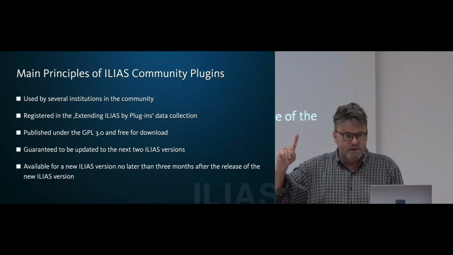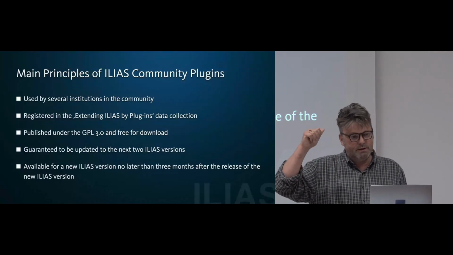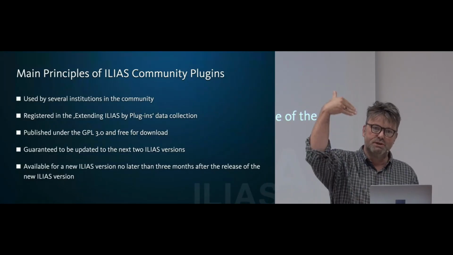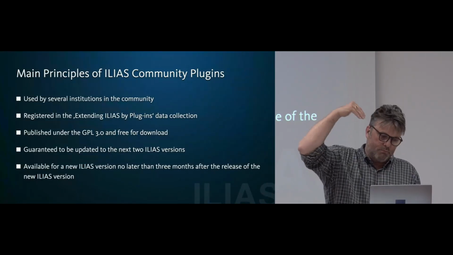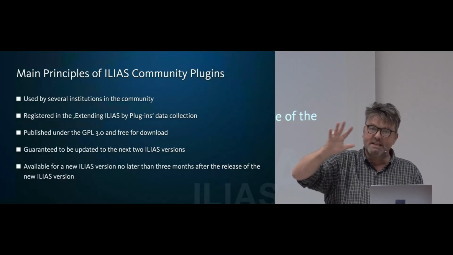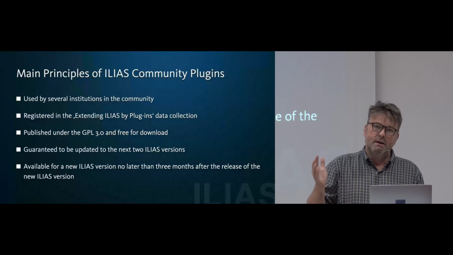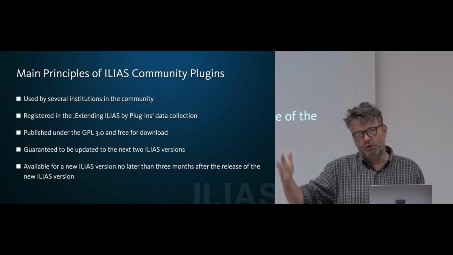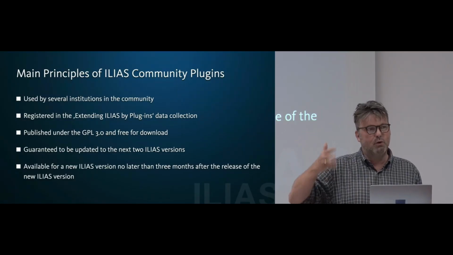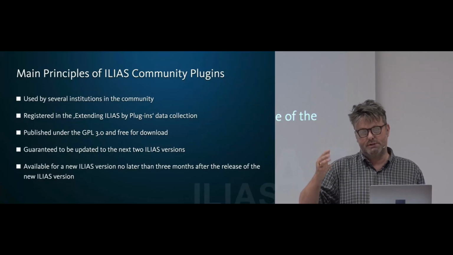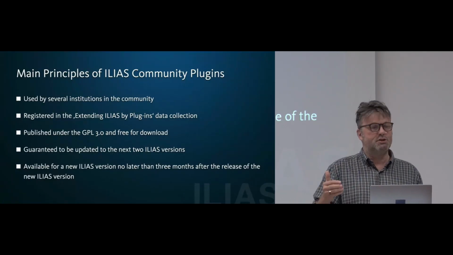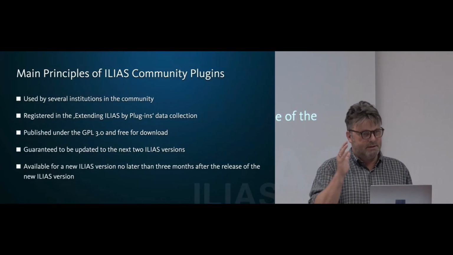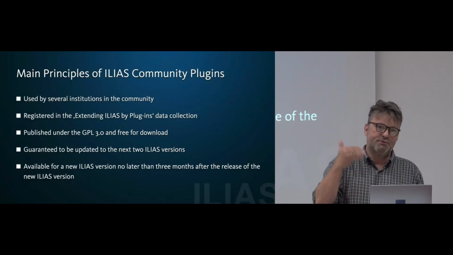Now, the next 2 points are something new. These plugins should guarantee that they are updated for the next 2 versions. This gives you a certain predictability that you can update. This is something that does not exist at the moment. And we need to have the updated version of these plugins shortly after the 0 version of the newest ILIAS version. So let's say we now have 10.0 published in July, and the idea is that no later than 3 months after the first 0 of 10 is there, the plugins for 10 should be available.